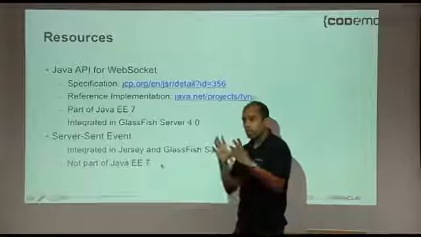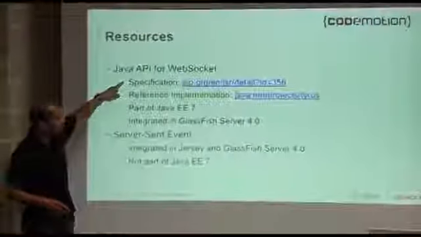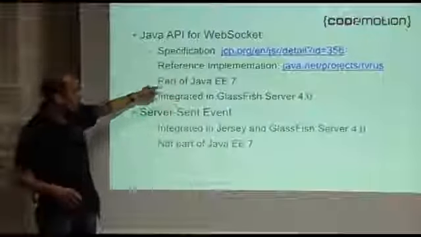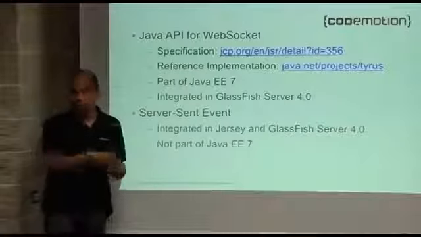Last but not least, all the resources for you. The Java API for WebSocket is JSR 356, part of Java EE 7, integrated in Glassfish. Same thing with server-sent event: not part of Java EE 7, but integrated in Glassfish.